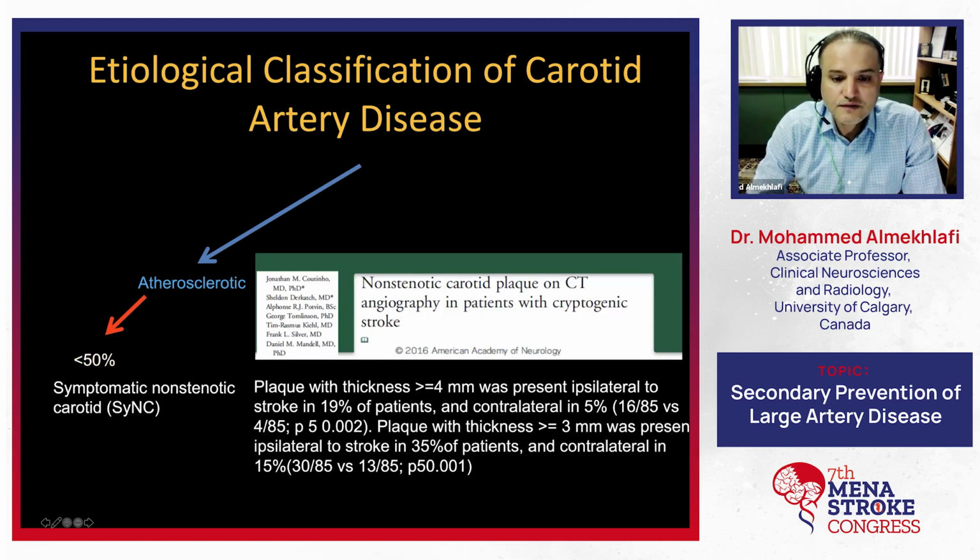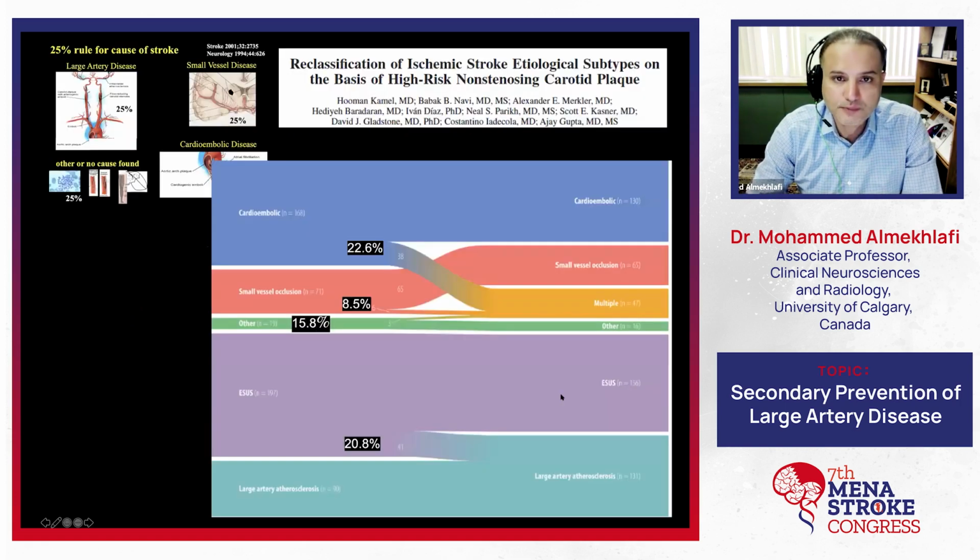In this study, a plaque thickness of more than 4 millimeters ipsilateral to a stroke was found in about 20%, while 5% on the contralateral side, while plaques of a thickness more than 3 millimeters were present ipsilateral to stroke in over a third of cases, compared to only 15% contralaterally. Therefore, these differences were significant, indicating that these carotid plaques could have more than an association, but probably or potentially an etiological explanation for the ipsilateral stroke.